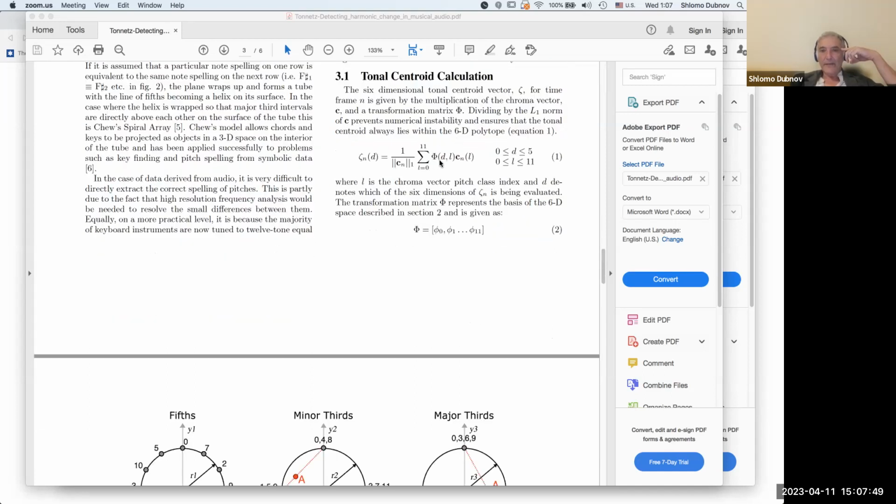So D and L, and this capital phi, is a matrix which is 6 by 12. These are indices from 0 to 5, and L are indexes from 0 to 11. So this is a matrix that has 6 rows, or the column size is 6, and it has 12 columns, or every row has 12 indices. So this is 6 by 12. From 0 to 5, these will be the Tonnetz components, and from 0 to 11, these are the Chroma components. So these are just 2 indices.